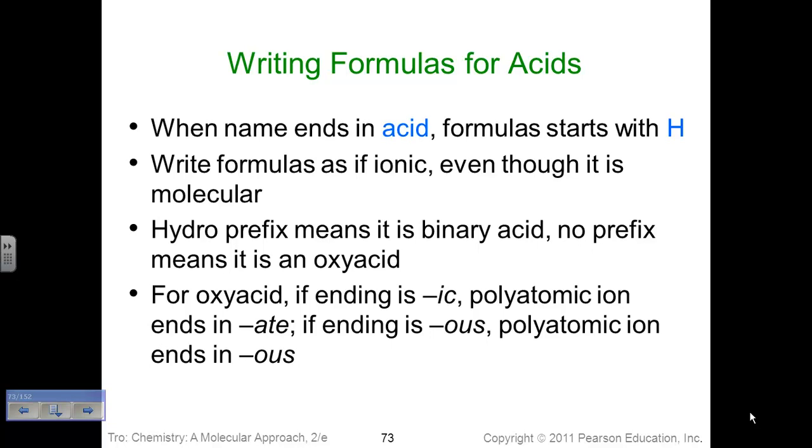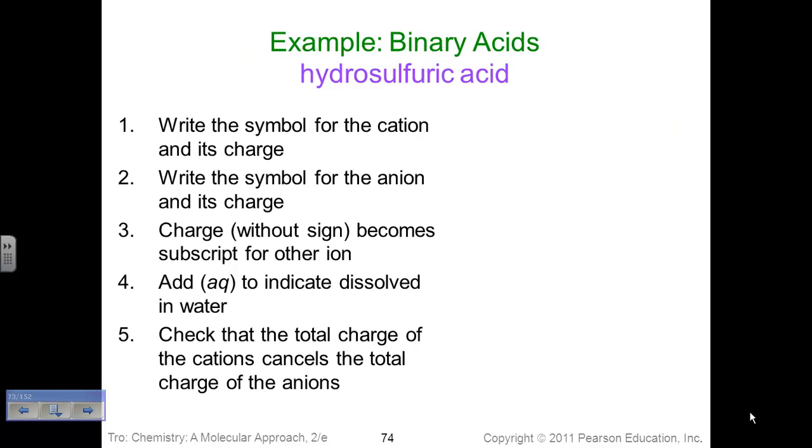Polyatomic ions involved. I'm going to quickly take a drink of water. Sorry. Here's an example.